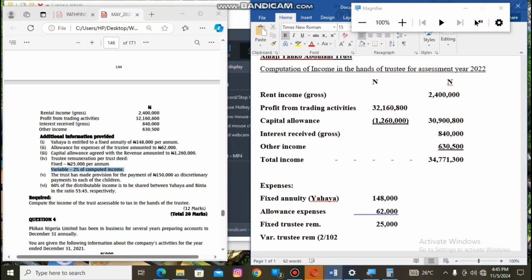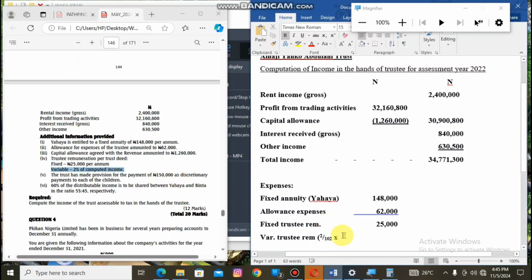That becomes 2 over 102, and that we say times, let's take this up to see if we can conserve space here. This is always the case when we have stuff like this. Remember that the computed income always comes before your discretionary payment. So you must have solved for this one first before you move. When you see discretionary payment, this is the last thing.